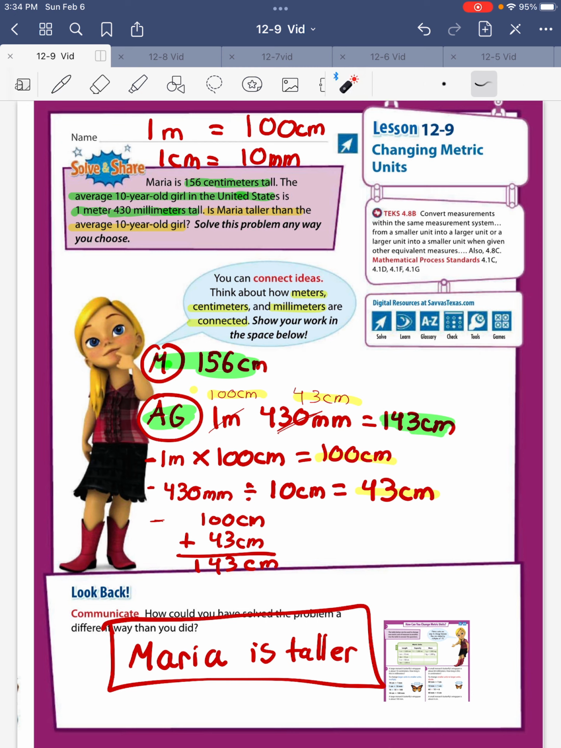So remember, I'm going to say it again. Remember, if you're converting a big unit, meters, to a small unit, centimeters, you multiply. Okay? Big unit to small, you multiply. If you're converting a small unit, millimeters, to a big unit, centimeters, so if you're converting small to big, you divide. Okay, this is very important. Okay, so that's how we change metric units.